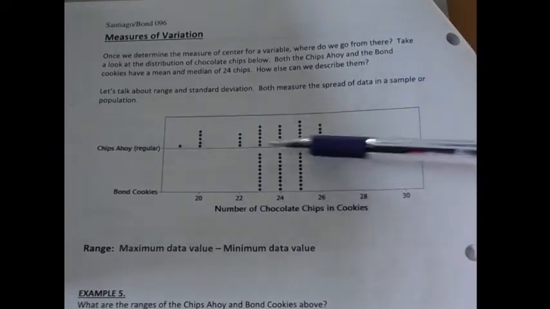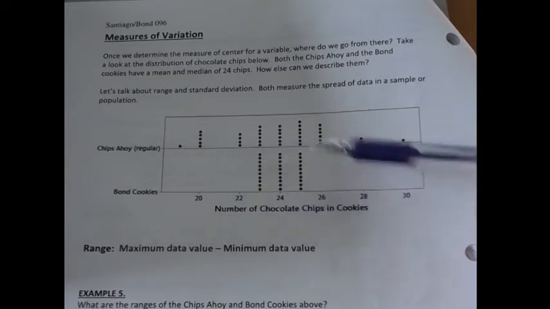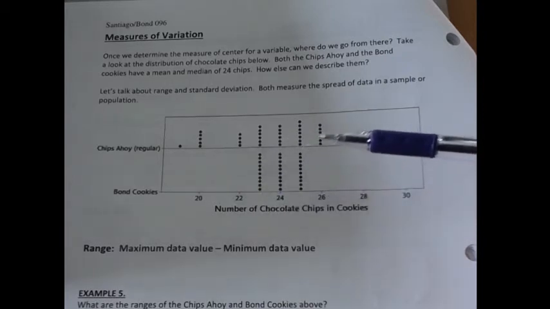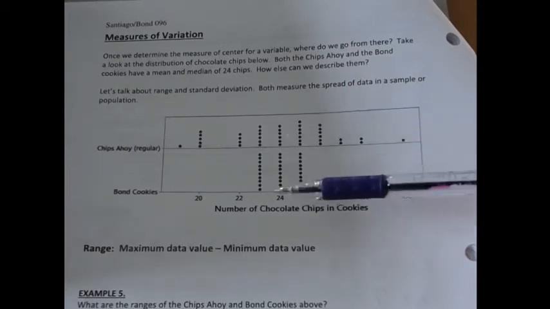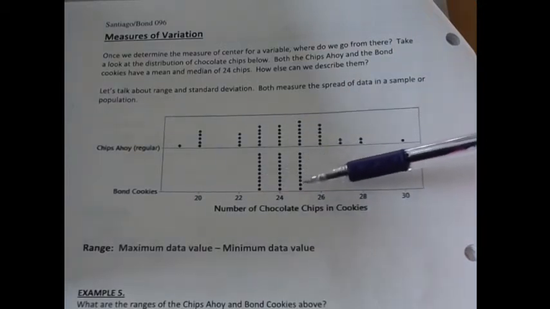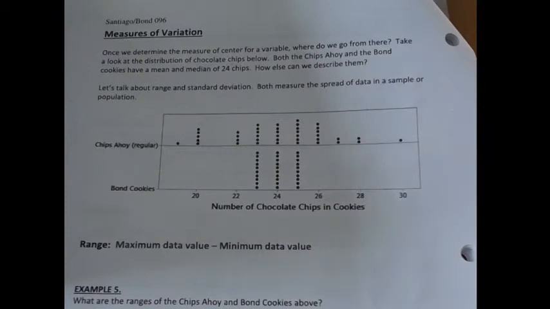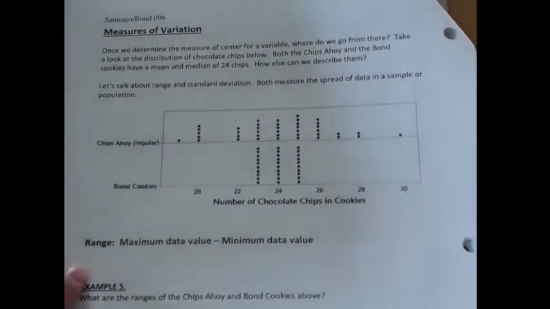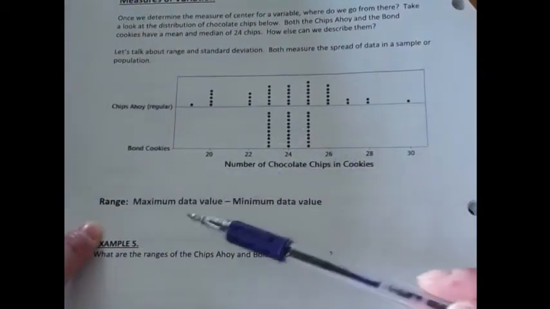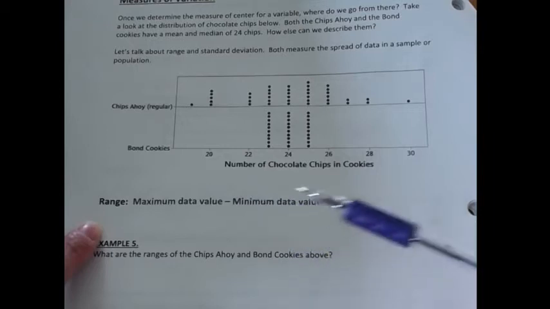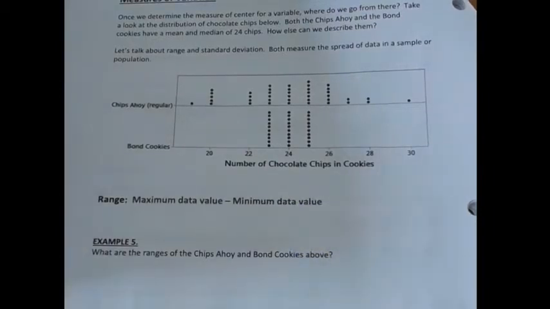So notice with your Bond cookies, you're more consistent, right? You're expecting that if you take one of those delicious cookies and you eat it, you're going to have anywhere from 23 to 25 chips in each cookie. Whereas with Chips Ahoy, you can get an assortment of values. So that's going to lead us into this idea of measures of variation in terms of range and standard deviation. Notice we have our formula here that the range is your maximum data value minus the minimum data value. So we want to first identify the ranges of the Chips Ahoy and the Bond cookies above.